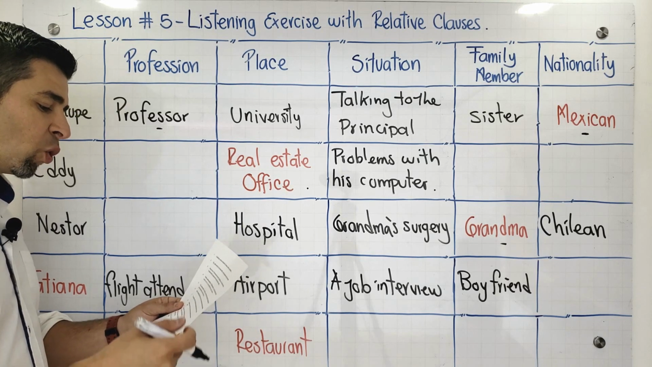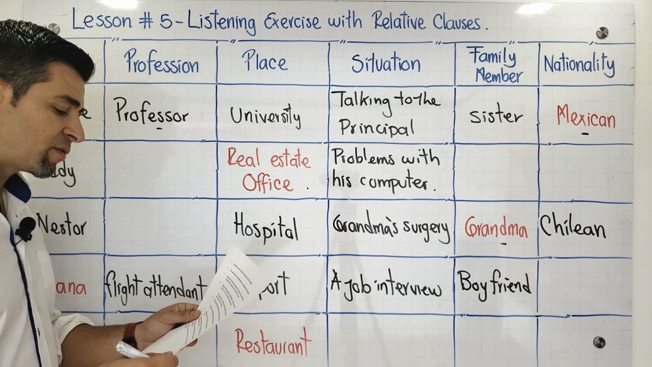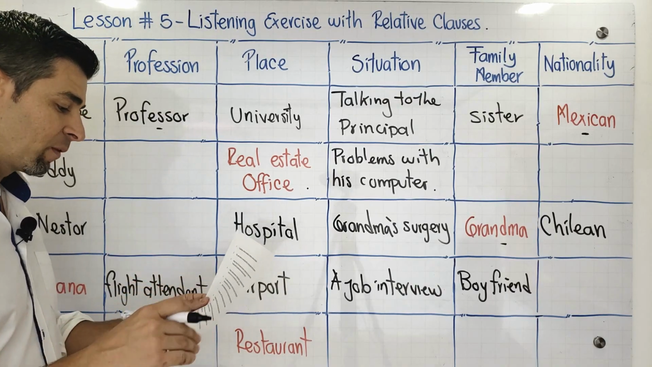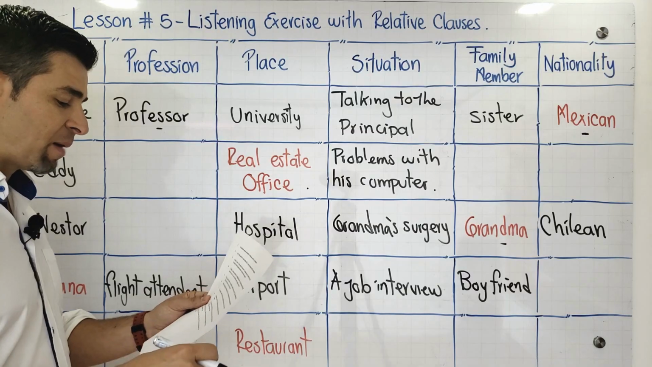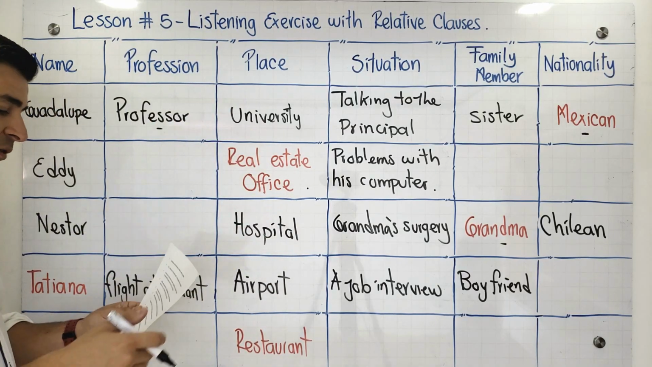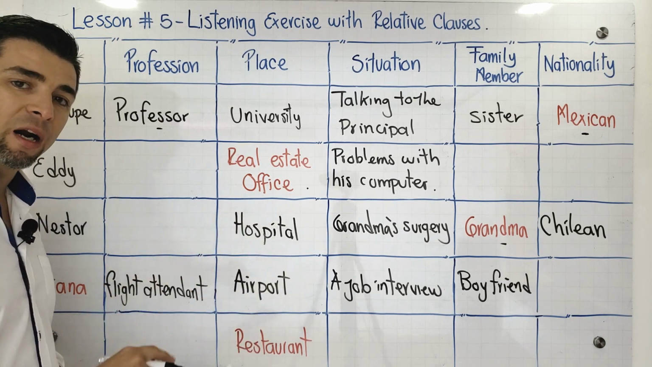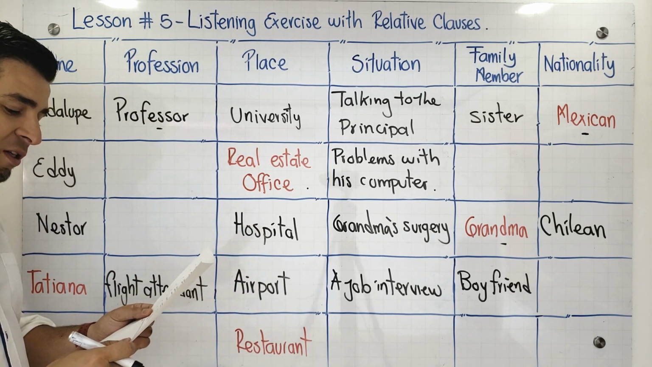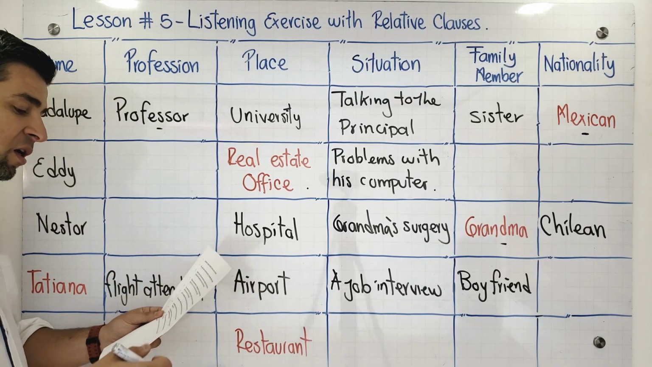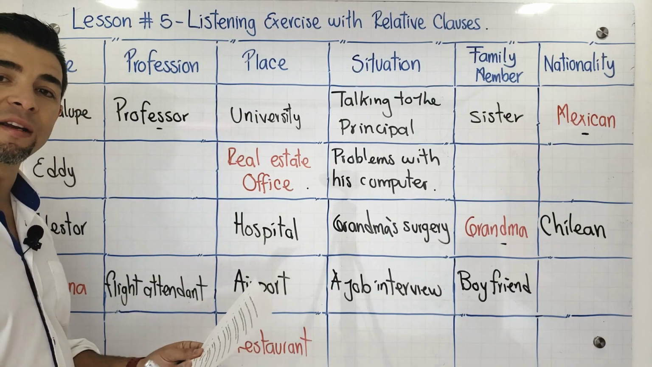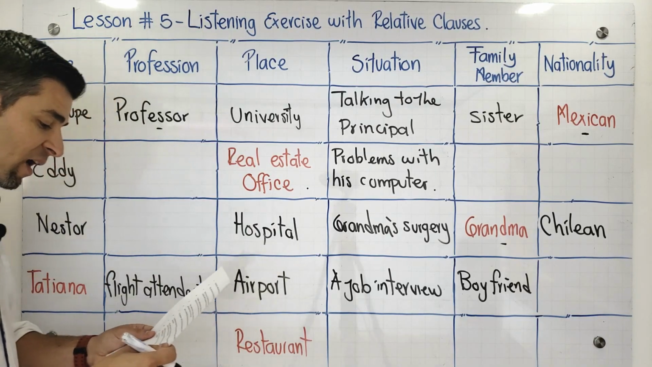Number 9. Eddie, who works at a real estate office, is not a salesperson since he's a lawyer. He lives in Italy but is Puerto Rican. One more time. Eddie, who works at a real estate office, is not a salesperson since he's a lawyer. He lives in Italy but he's Puerto Rican. So analyze the information and write your answers, guys. Number 10. Tatiana, who is Peruvian as Marcos, loves seafood which is prepared in the best restaurant in her city. One more time. Tatiana, who is Peruvian as Marcos, loves seafood which is prepared in the best restaurant in her city. Pause the video, write the answers, and continue with the last one.